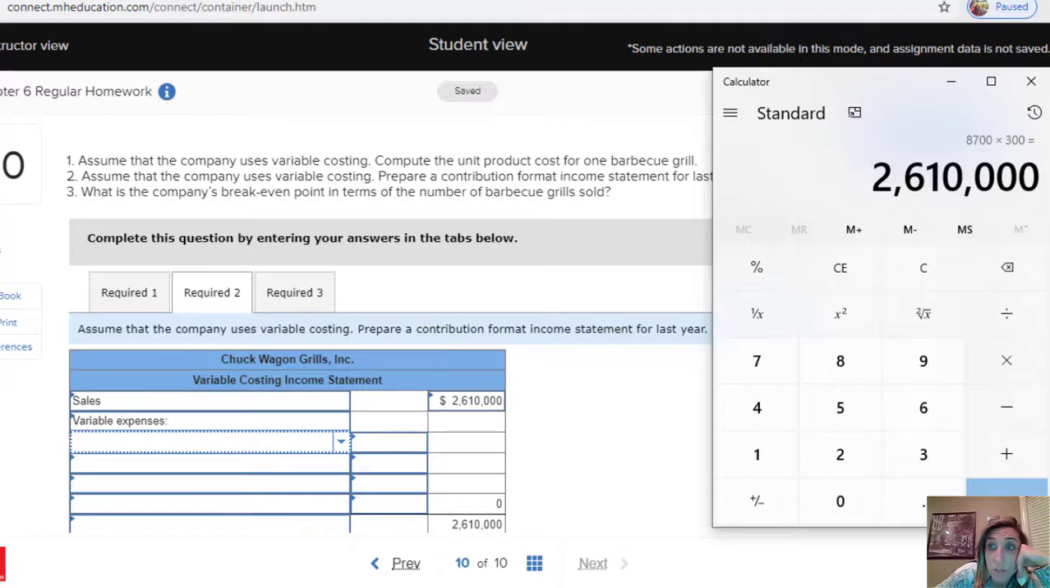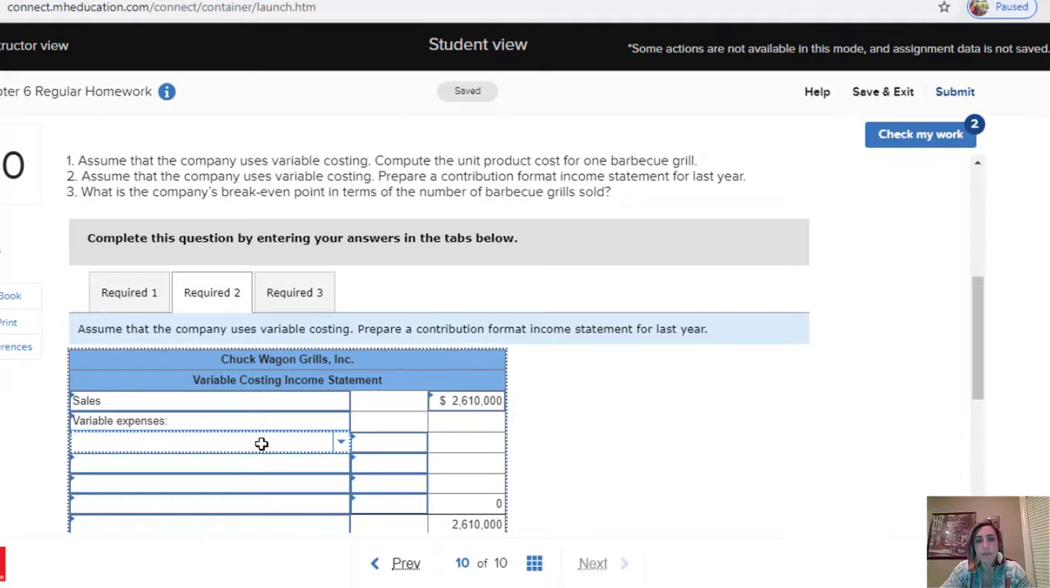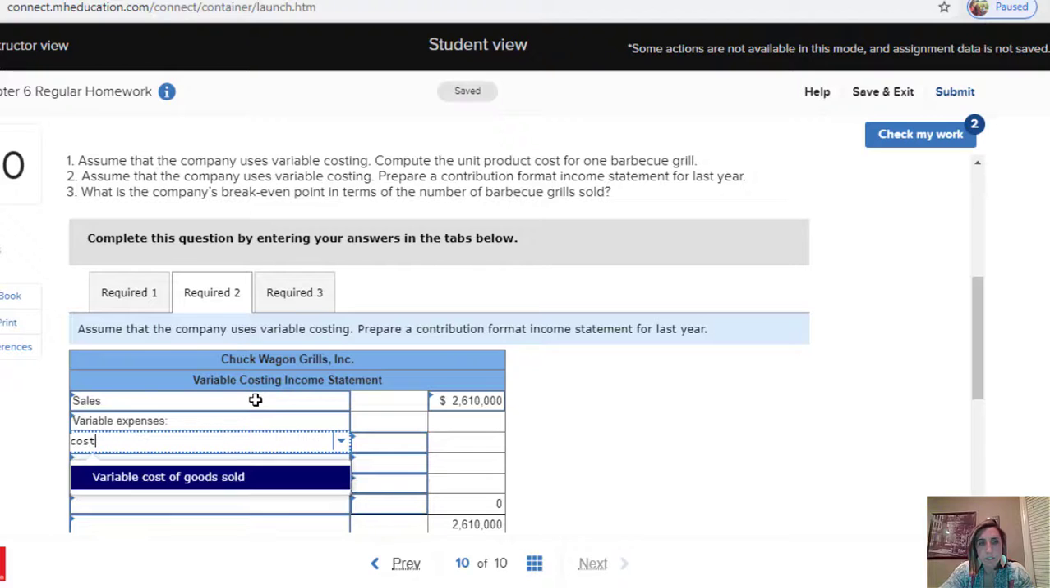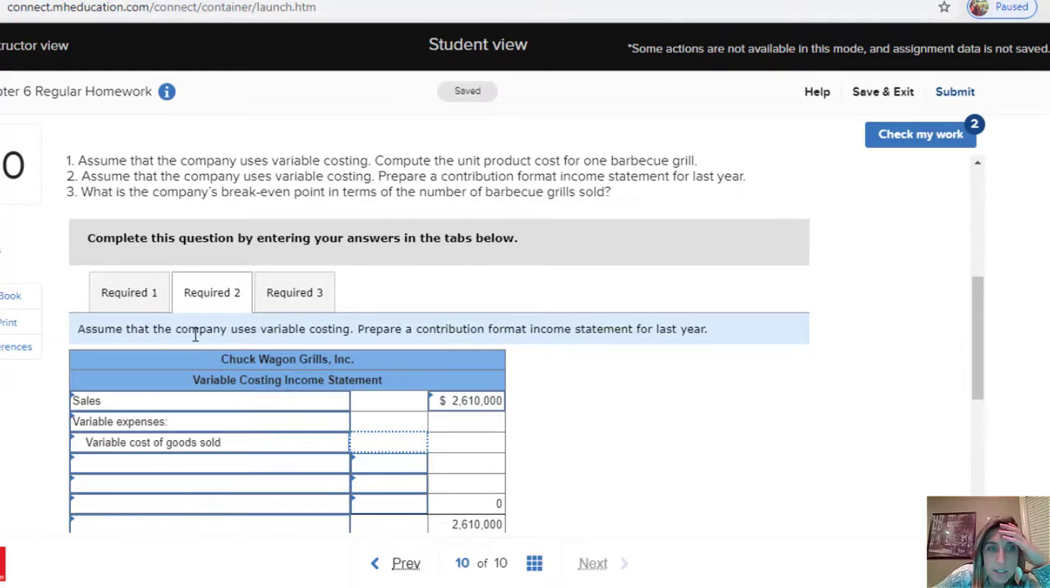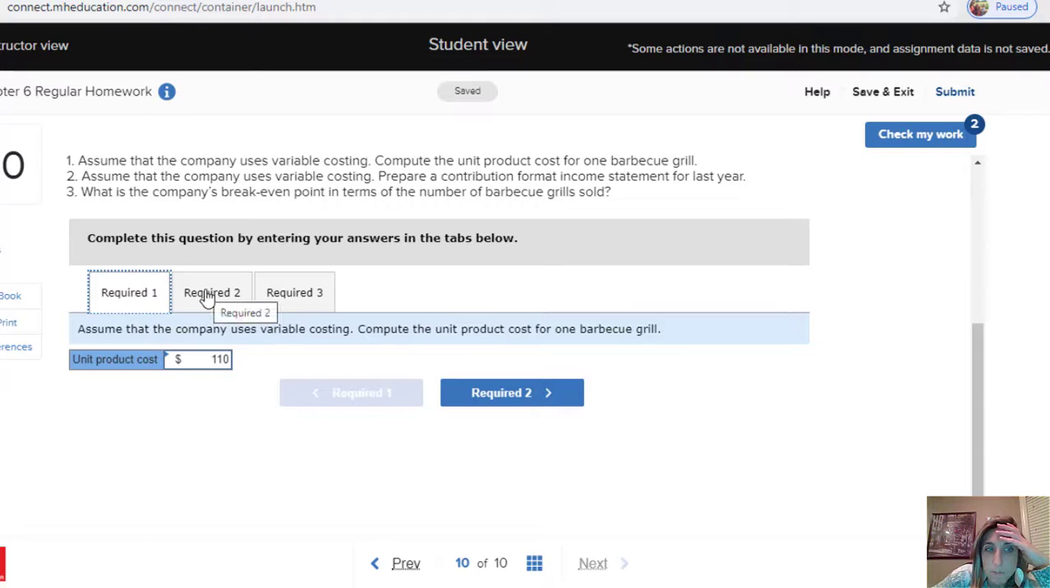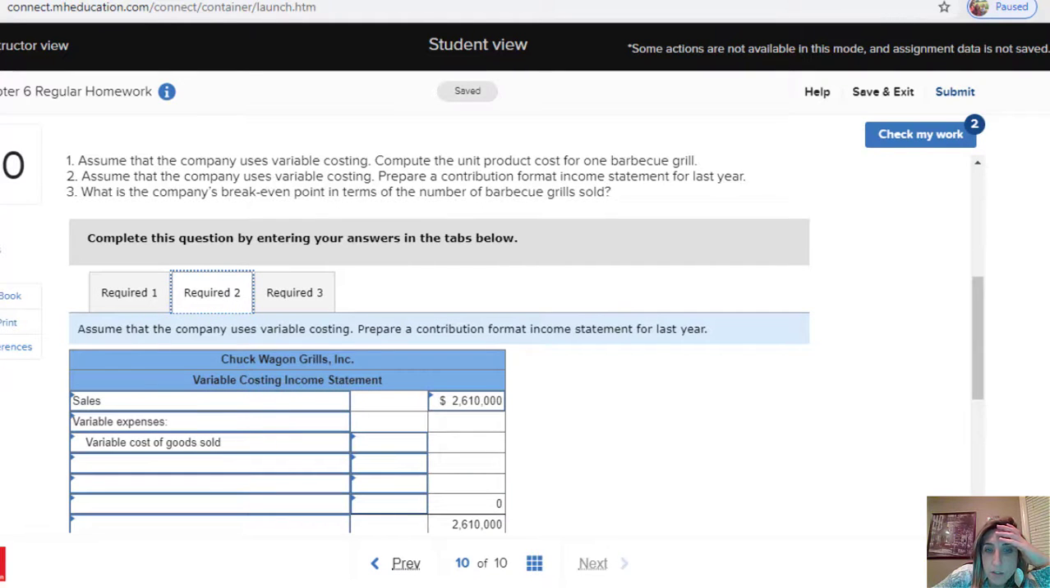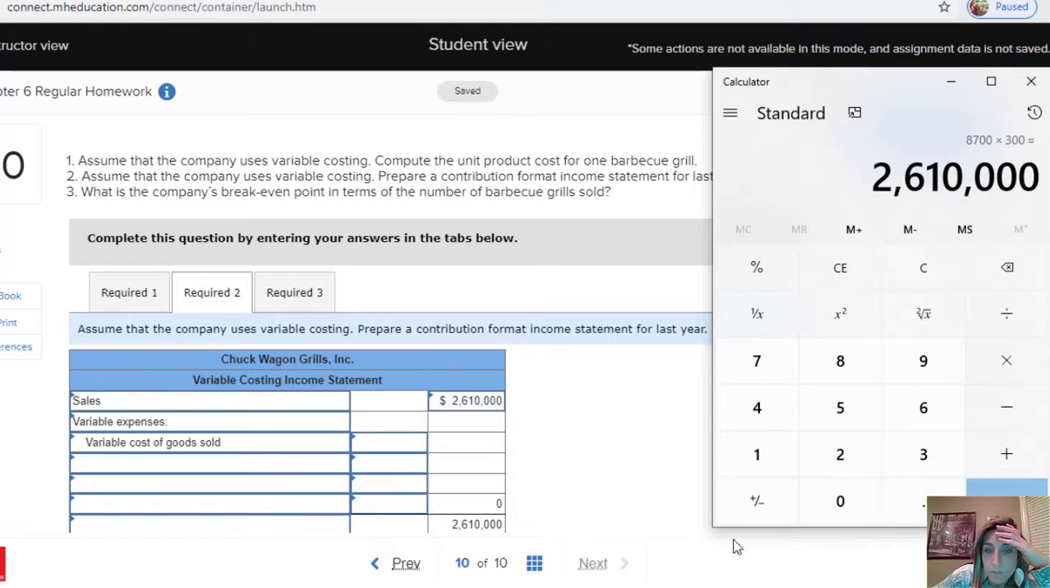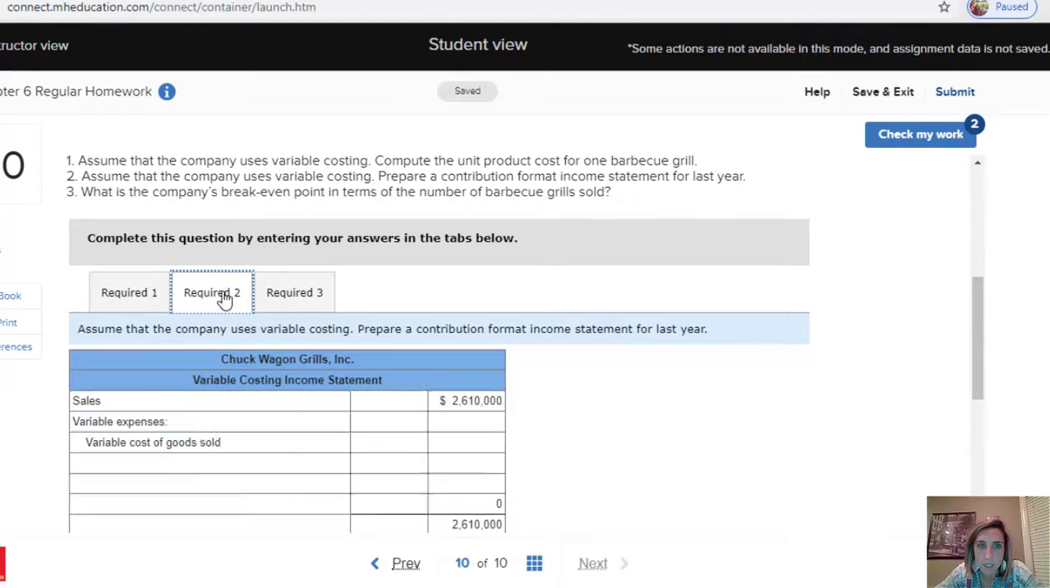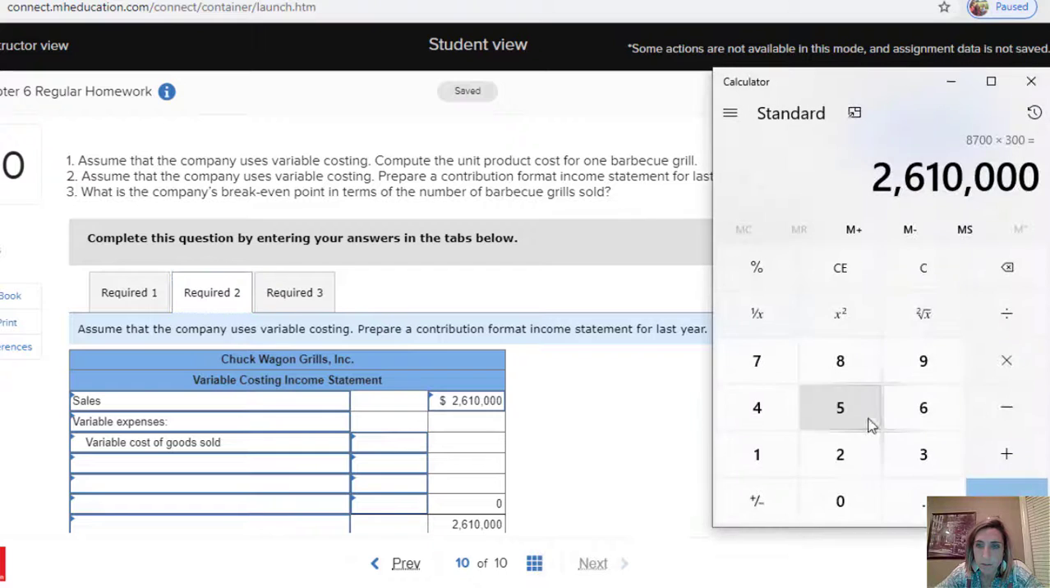When I multiplied the number of units sold by the sales price per unit, it was 2,610,000. I enter that on the income statement as the sales amount. The next drop down you should select is the variable expenses, and then I will multiply the amount we said each item cost us to make on the variable costing system. So your answer from requirement 1 helps you compute the cost of goods sold. For the variable cost of goods sold, you would multiply the cost per unit, which we said in requirement 1 was $110, by the number of units sold.